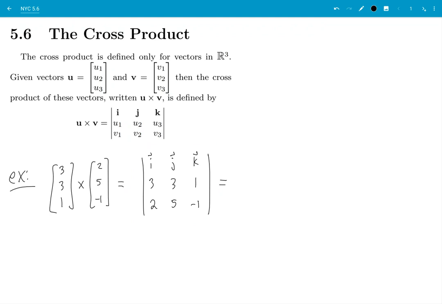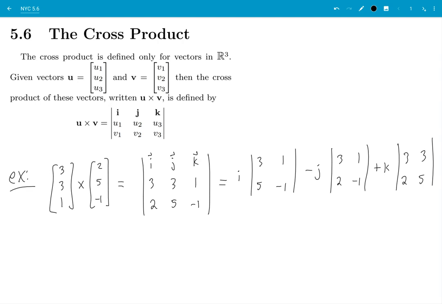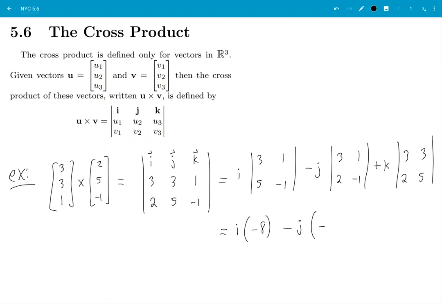But if we do the determinant in the usual way, I'm going to go across the first row and do a determinant as I usually do. Don't make a mistake, or you have to start over. Not very much fun. Okay, double check that. i with the plus, j with the minus, and k with the plus. Okay. Moving on. i, negative 8, minus j, negative 5, plus k, 2.